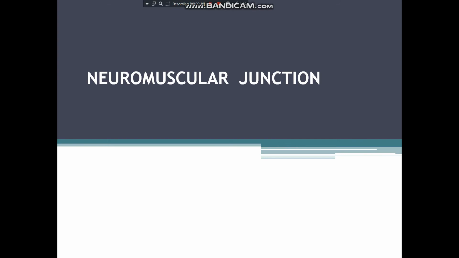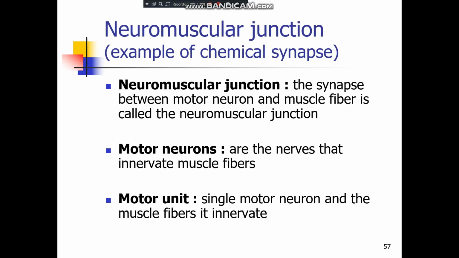This is the site where nerves communicate with the muscles, thus forming a junction which is known as the neuromuscular junction. So how does this neuromuscular junction appear? It is a synapse between the motor neuron and the muscle fiber. Where the motor neuron communicates with the muscle fiber, we call it the neuromuscular junction.